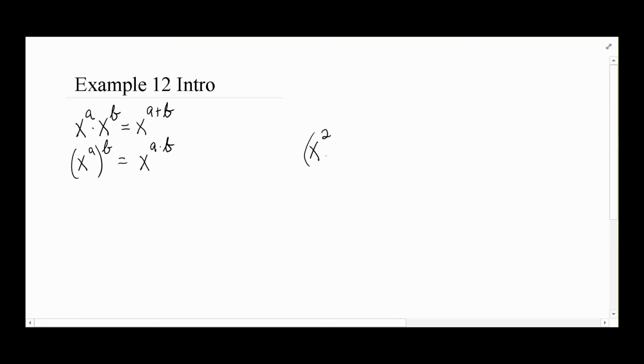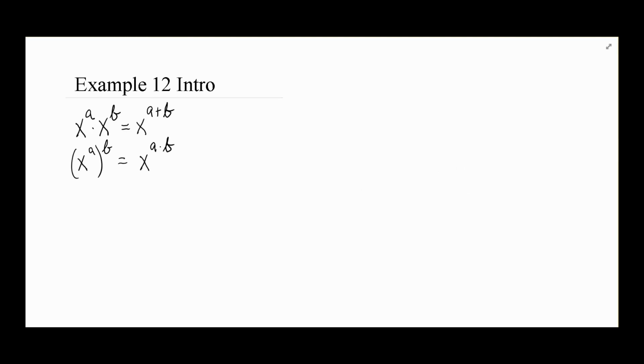Suppose I had x squared cubed. What does this mean? It means x squared times x squared times x squared. So if we go back to the previous rule, my exponent would be 2 plus 2 plus 2. I'm adding 2 to itself 3 times. That's the definition of multiplication, 2 times 3. So that's why this particular one is multiplication.